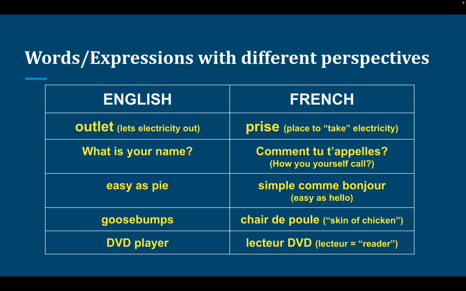In English, we have the expression easy as pie. An equivalent expression in French is simple comme bonjour, easy as hello. In English, we talk about goosebumps, and in French, that's called chair de poule, or skin of chicken, chicken skin. In English, we talk about a DVD player, and in French, that same device is called un lecteur DVD, where lecteur means a reader.